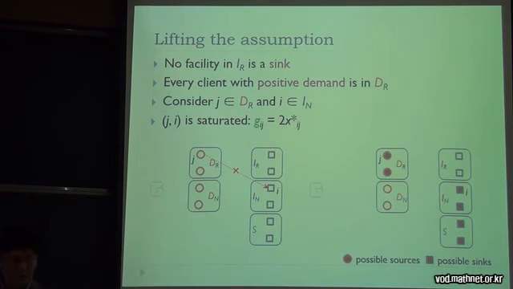Now consider a client that is in D sub R and a facility in I sub N. What I can see is that this particular edge in the single commodity flow network has to be saturated, because otherwise there would have been an edge from this client to that facility in the residual graph. Therefore, this facility would have been reachable. And because that's not the case, this edge is saturated, and in other words, the maximum bipartite matching G, Ij, is exactly twice the LP solution.